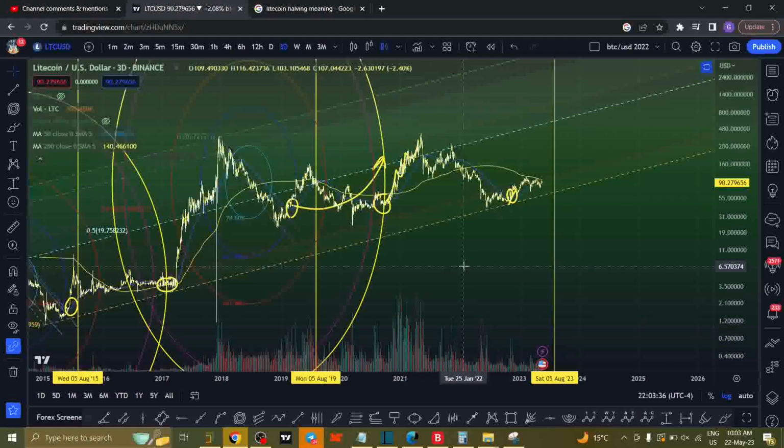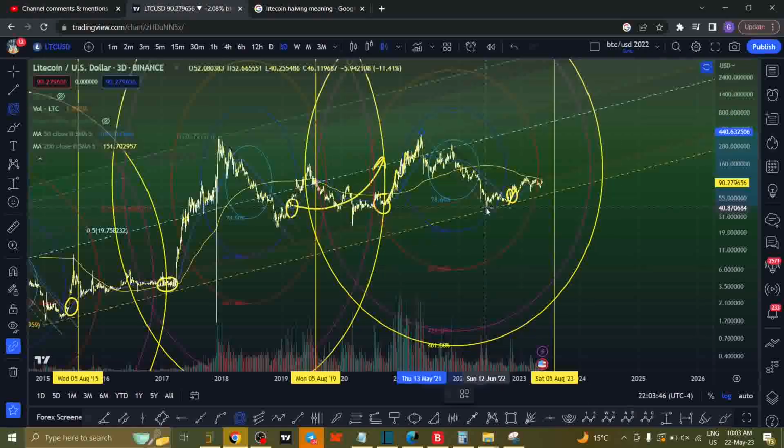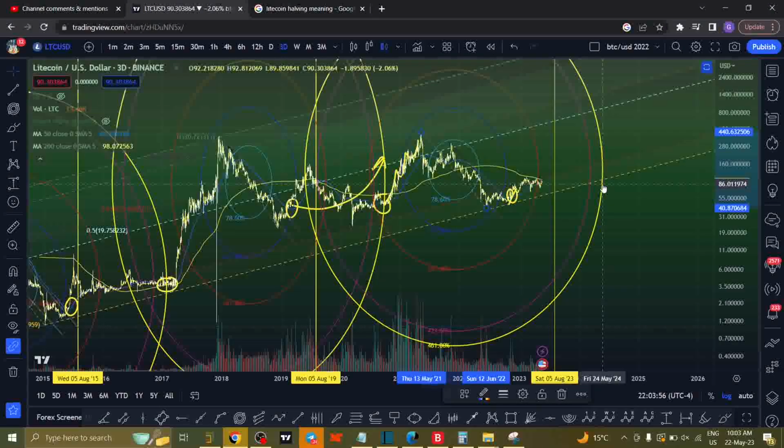So we'll apply the same strategy that we used in this fib levels. We're going to take the top to the bottom, and this should give us an approximate time zone of when this bull market should begin. So 4.61 fib level takes us to approximately 24th of May 2024.